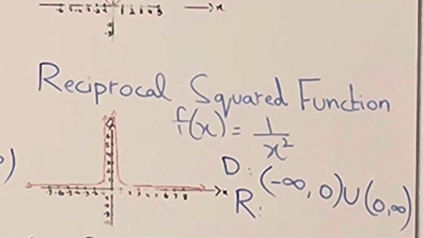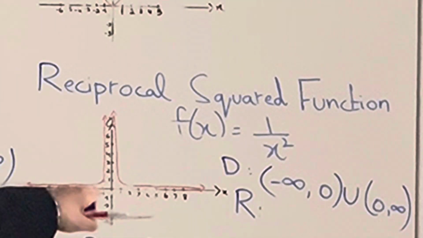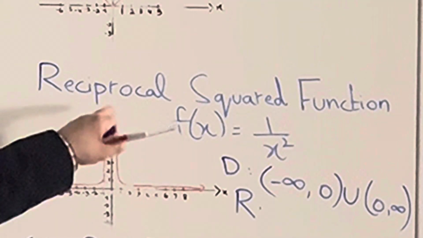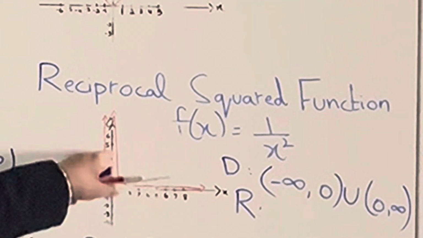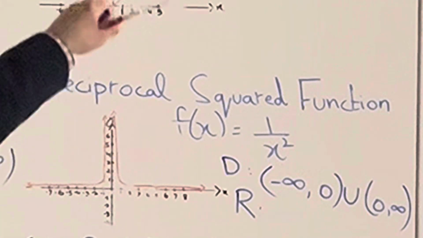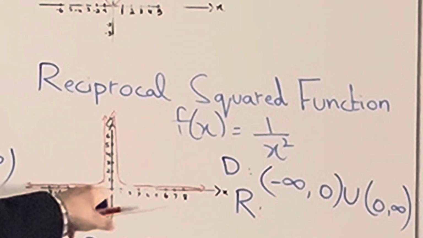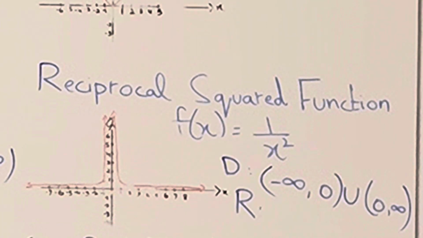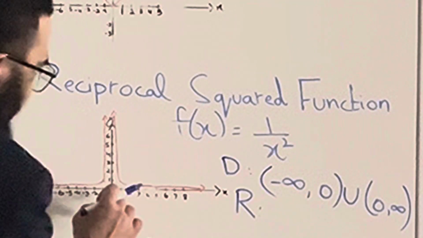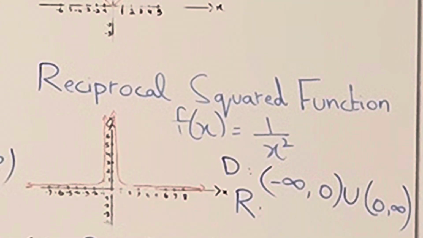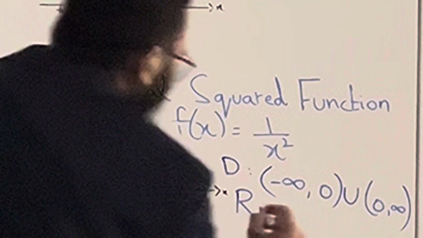The range here is, again, let's see what the range is. I see it moves towards positive infinity, but it will never be 0 overall. So we can say that the range is from 0, not including 0, to positive infinity.